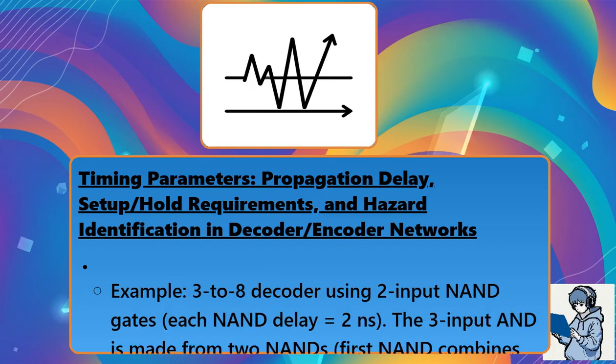Example: 3 to 8 decoder using two-input NAND gates, each NAND delay equals 2 nanoseconds. The 3-input AND is made from two NANDs. First NAND combines two inputs, second NAND adds the third. Total delay: approximately 2 nanoseconds first NAND plus 2 nanoseconds second NAND equals 4 nanoseconds.